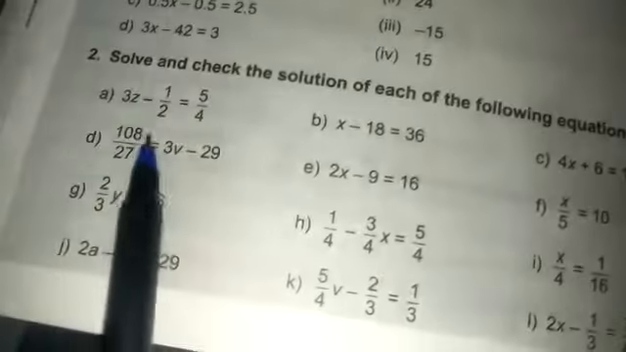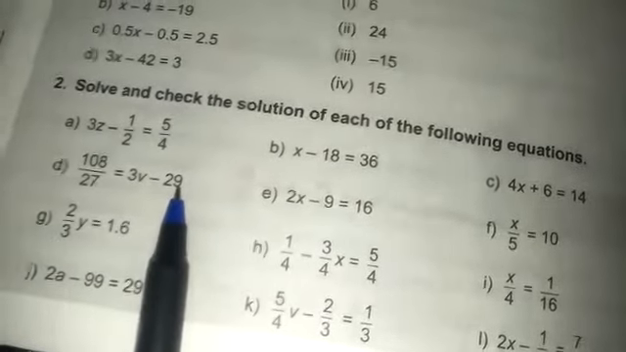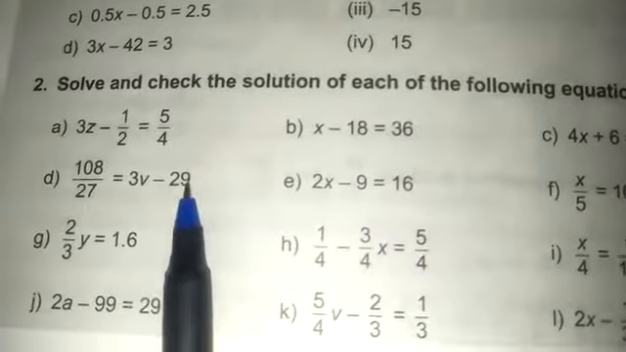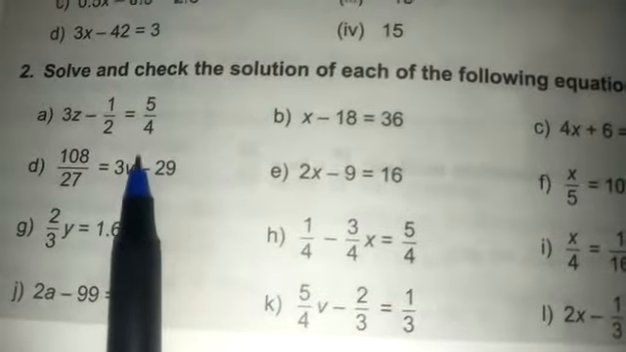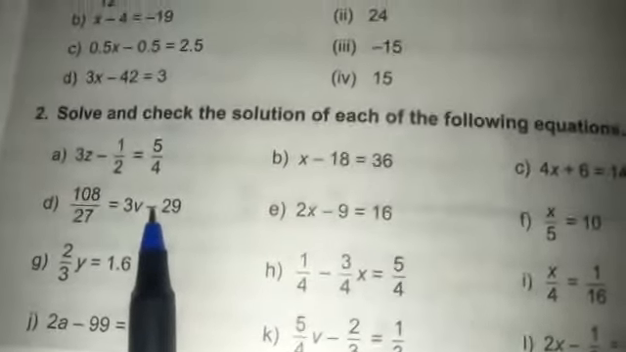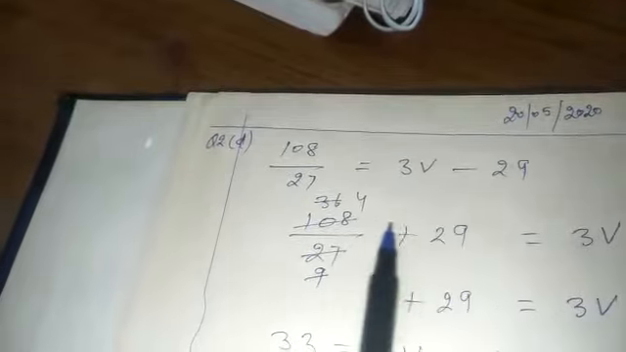D part. 108 by 27 is equal to 3V minus 29. What is the variable here? V. And because the power is 1, it is linear. So let us solve D part from the notebook. This is given: 108 by 27 is equal to this.